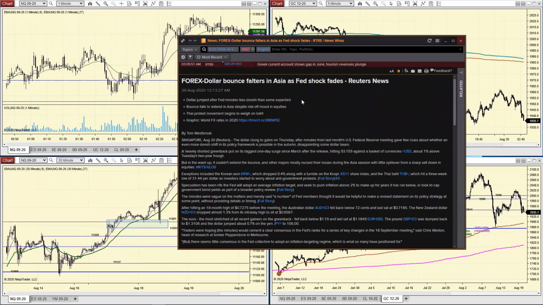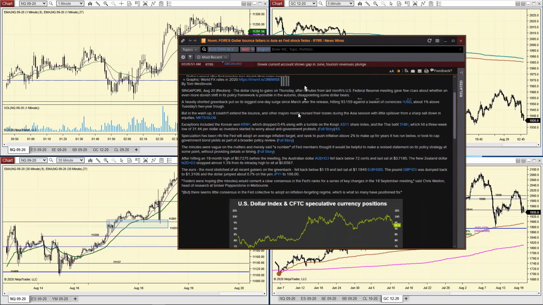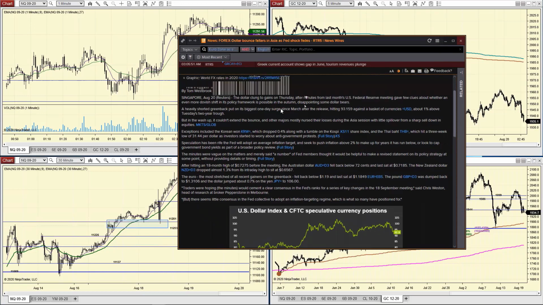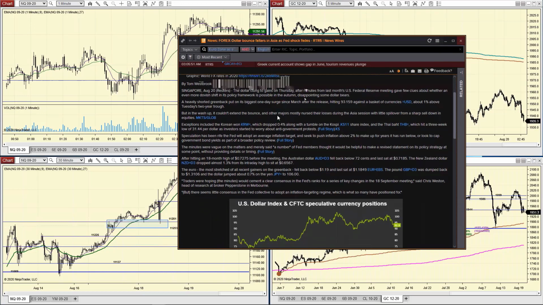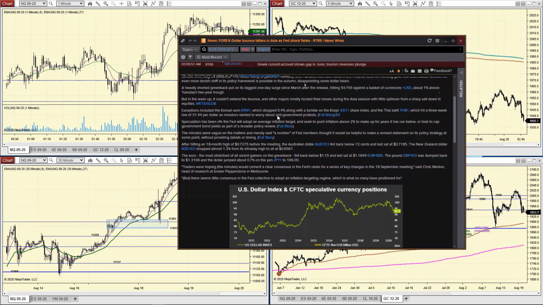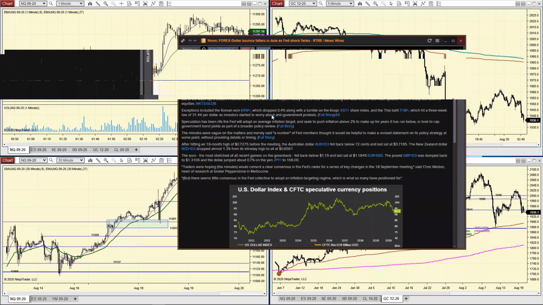Dollar bounce falters in Asia as Fed shock fades. The dollar clung to gains on Thursday after the minutes from last month's U.S. Federal Reserve meeting gave few clues about whether an even more dovish shift in its policy framework is possible in the autumn. Disappointing some dollar bears, a heavily shorted greenback put on its biggest one-day surge since March after the release, hitting 93.16 against a basket of currencies, about 1% above Tuesday's two-year trough.